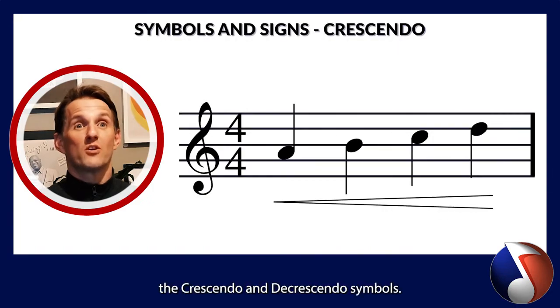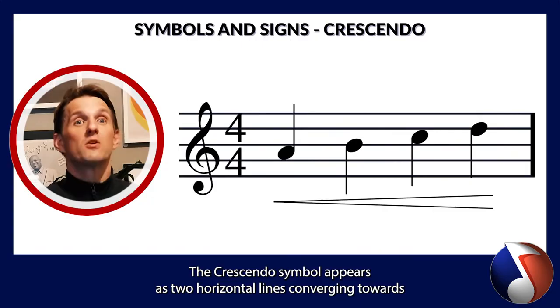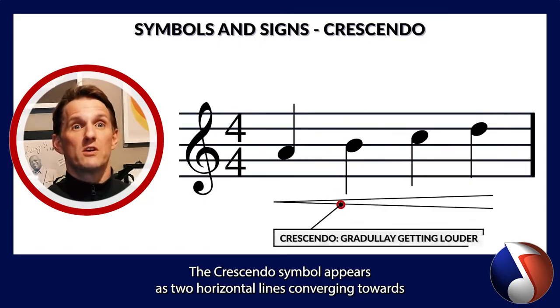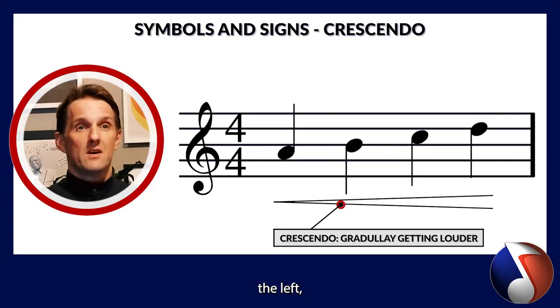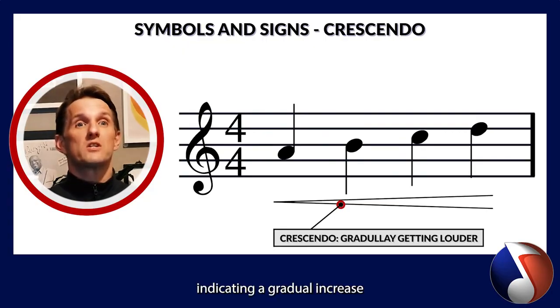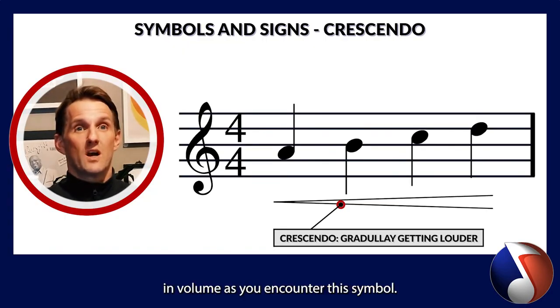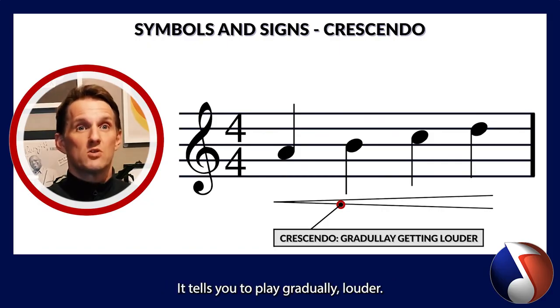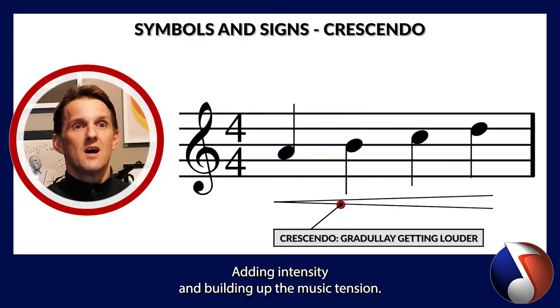Now let's explore the crescendo and decrescendo symbols. The crescendo symbol appears as two horizontal lines converging towards the left, indicating a gradual increase in volume. As you encounter this symbol, it tells you to play gradually louder, adding intensity and building up musical tension.